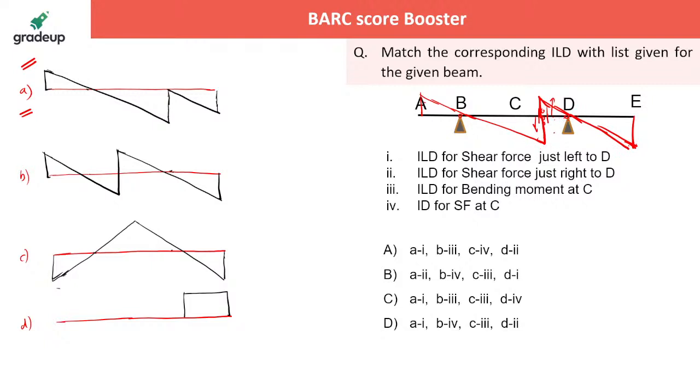Now to get just left of D, whatever section you have considered here, you just move towards the D location. While you are moving towards D, what will happen here? Consider the section very near to D, and your diagram will look like this. I'm almost at D. So now if you are very near to D, a very small portion will be there. You can just ignore this.